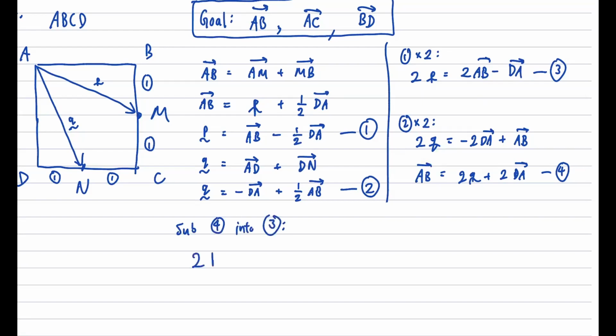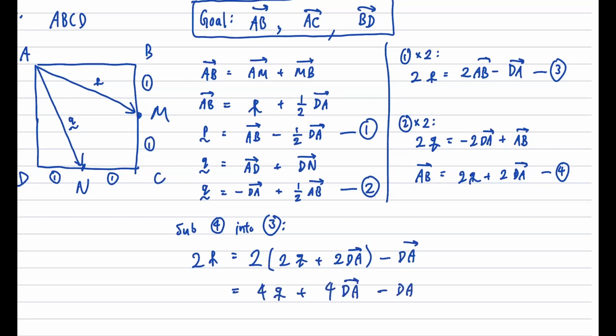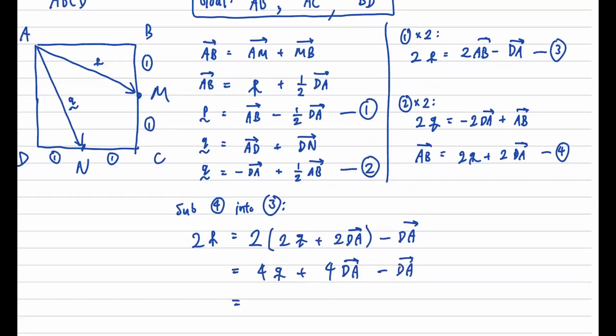Then in that case, we'll get 2p equals 2AB. Sorry, the AB gets replaced, right? You're substituting. 2 times AB in this case, from equation 4, is 2q plus 2dA. And then you minus dA. Something is funny. I'm just going to multiply out first. 4dA minus dA, and then they cancel off, become 3dA. Still not complete.